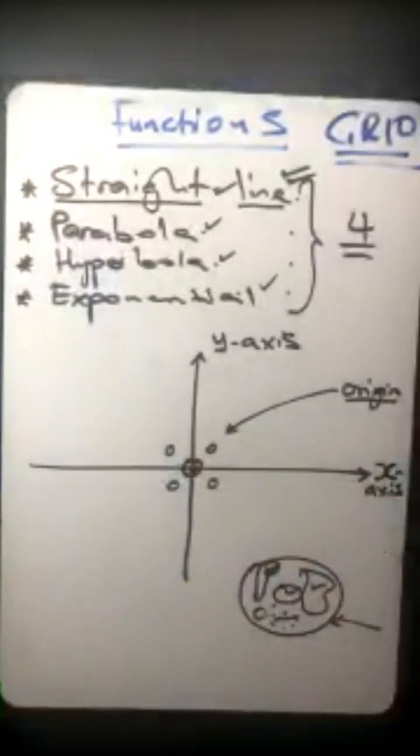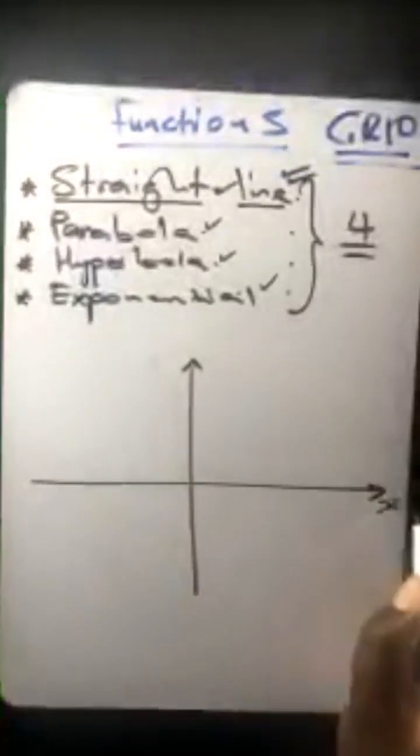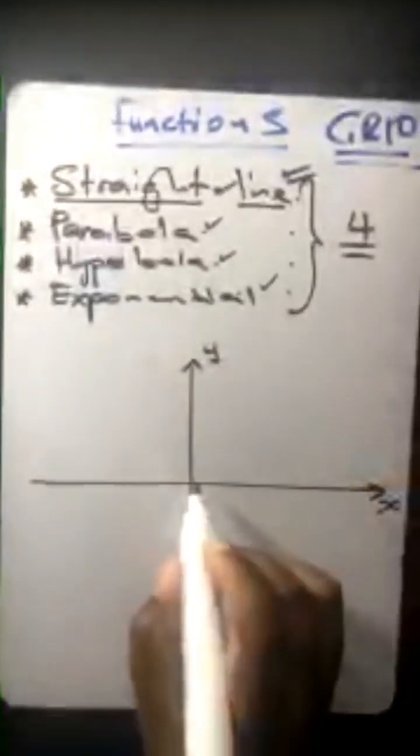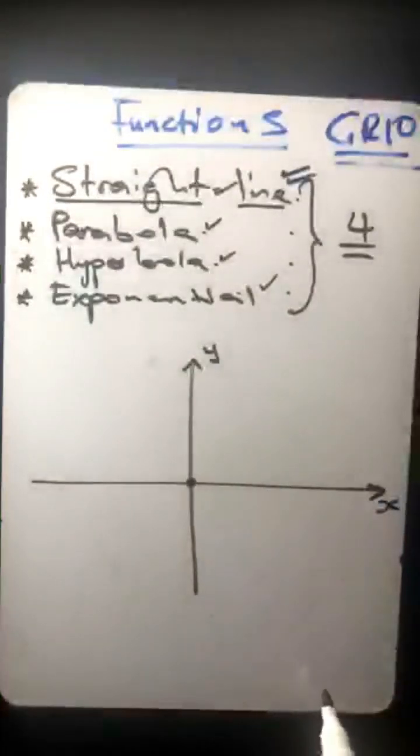So that means at all times, when you are dealing with functions, you need to ask yourself firstly, where is the x-axis and where is the y-axis? Then you know this is the origin. That's all that you need to know regarding a Cartesian plane.